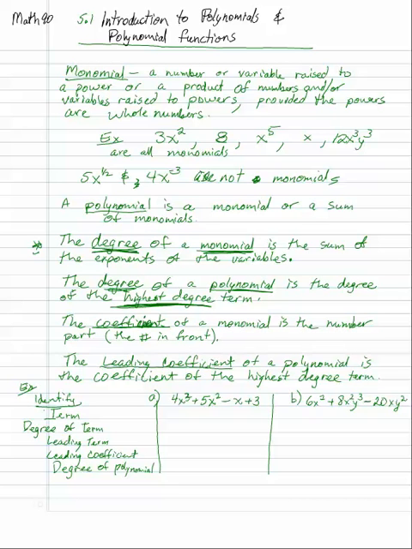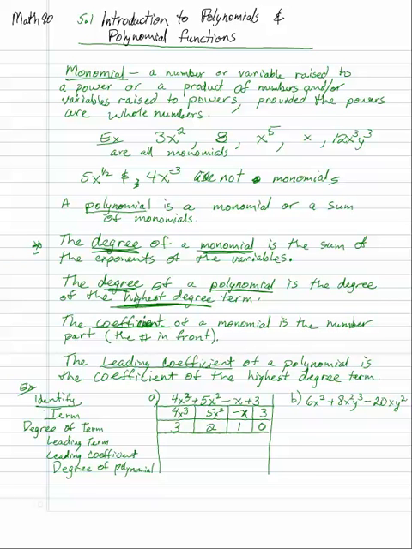Okay, so let's cover all the terms here. For each of these polynomials, identify the terms, the degree of each term, the leading term, the leading coefficient, and the degree of the polynomial. For the first one, we've got 4 terms: 4x cubed, 5x squared, negative x, and 3. The degree of the first term is the exponent of the variable, so it's 3. For 5x squared, that's degree 2. For negative x, what's the exponent if you don't see it? You should say 1. Then for the constant, there's no variable, or you can think of it as x to the 0. Either way, the degree is 0.